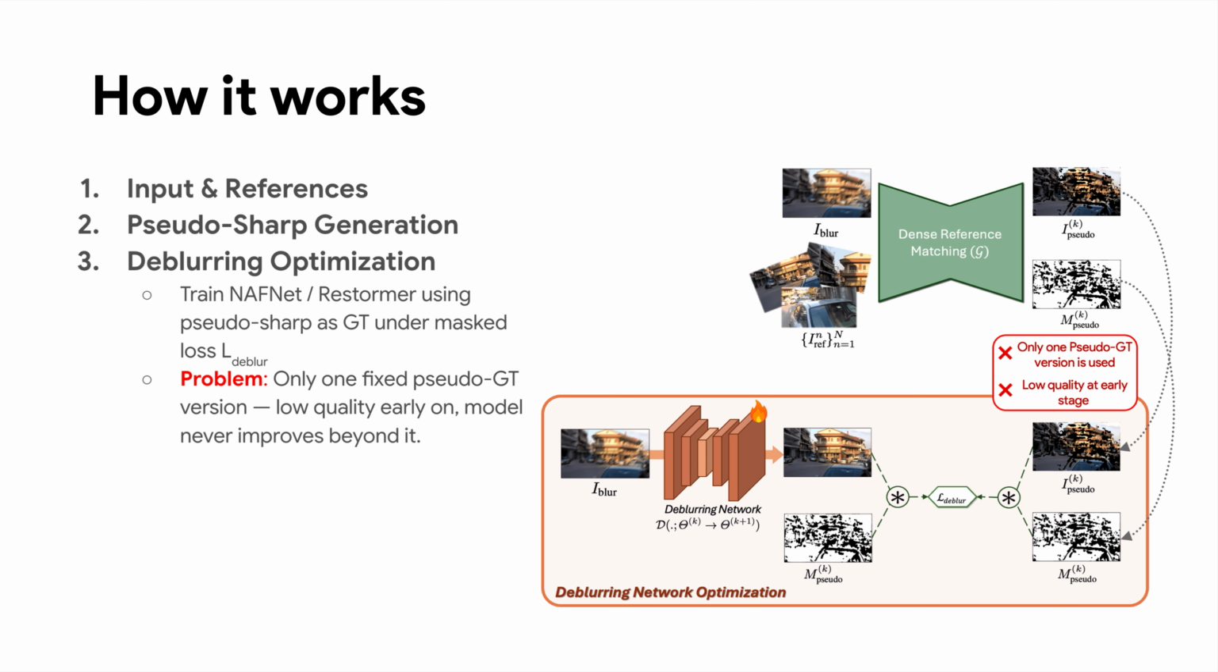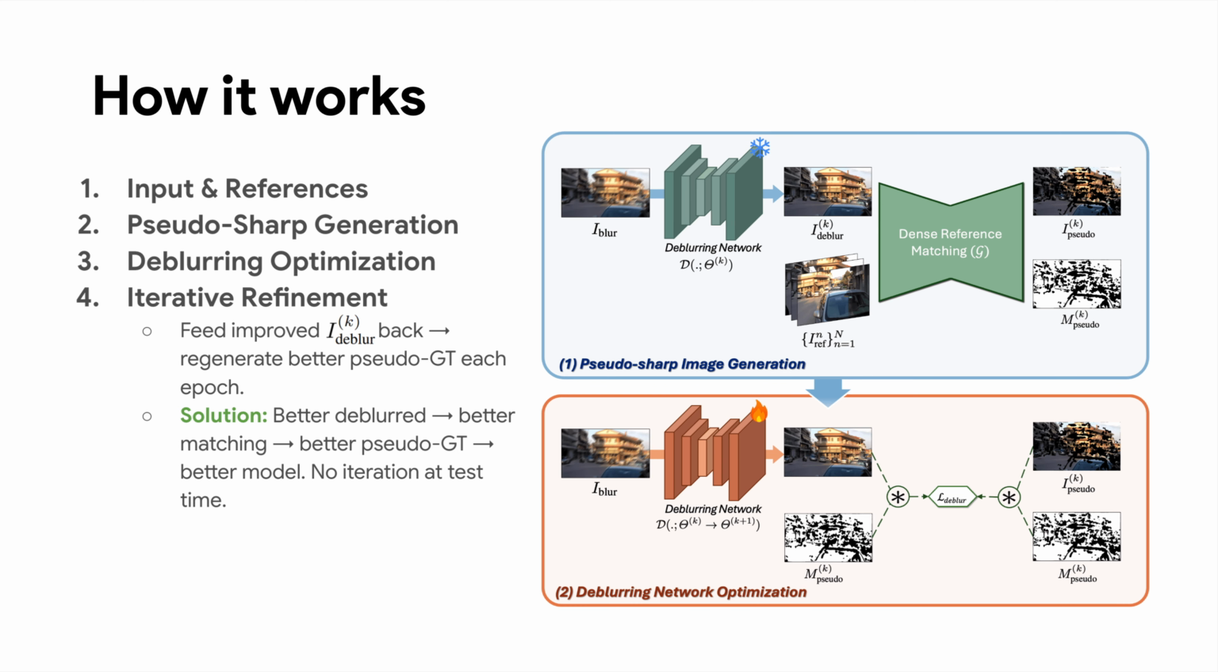But there's a problem. If we only generate the pseudo-ground truth once, the quality is low early on when the dense matching struggles with heavily blurred inputs. The model can never improve beyond that initial ceiling. This is where iterative refinement comes in, the core of BluRef.